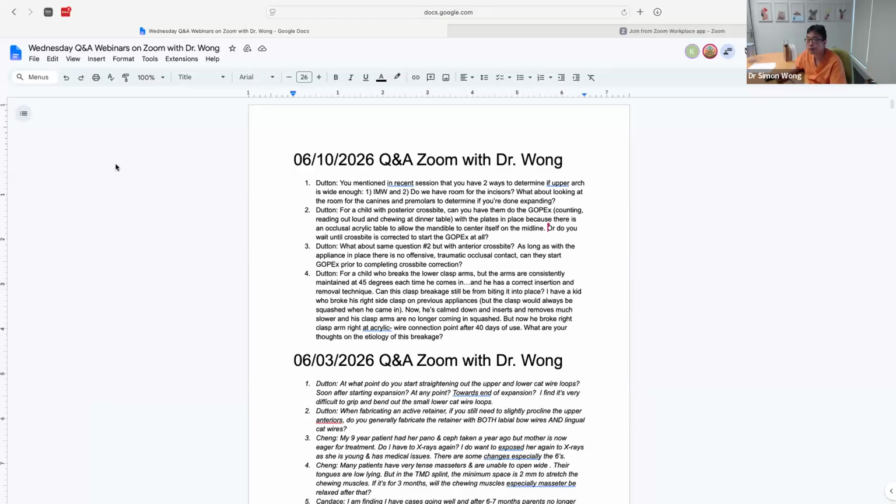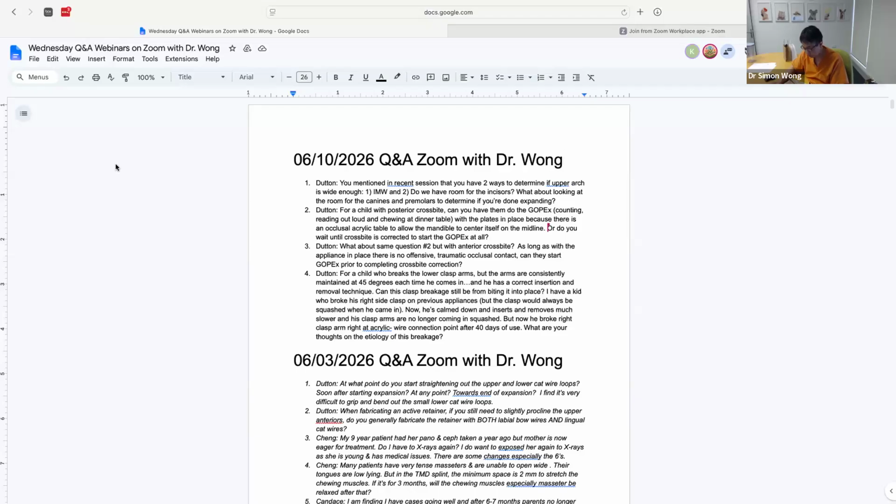Today's session. I mentioned in recent sessions that I have two ways of determining if the upper arch is wide enough, the intermolar width, and if we have enough room for the incisors. What about looking at the room for canines and premolars to determine if you're done expanding?